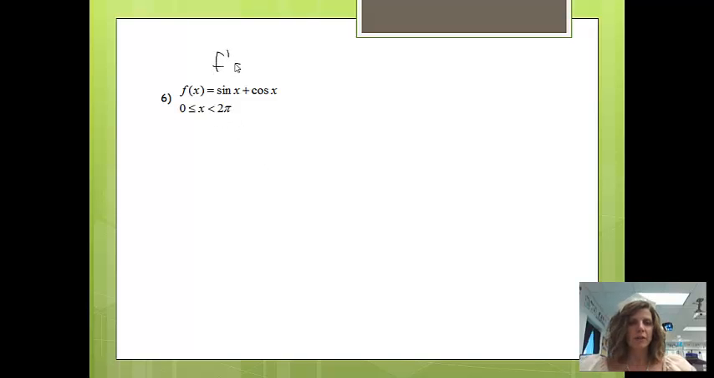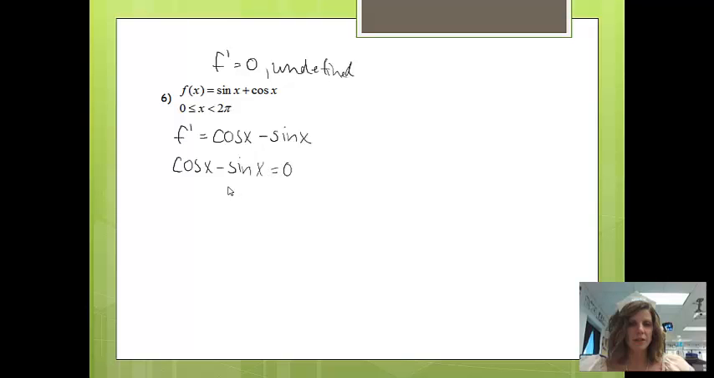Again, we want to look for where the derivative equals 0, or where it is undefined. So my first step is to actually find the derivative. Since there's a plus sign, we can just take the derivative of each part separately. I'll have the derivative of sine x is cosine x, and the derivative of cosine x is negative sine x. My next step, I want to find out where that derivative equals 0.